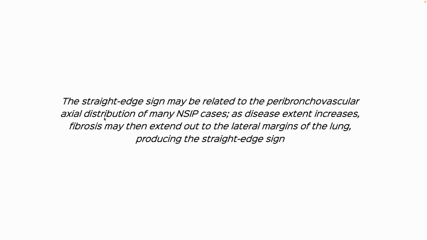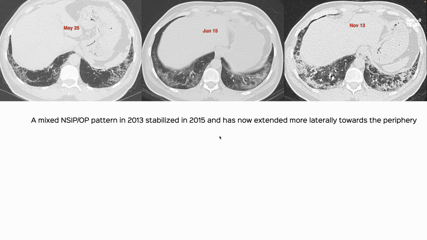Why does the straight edge occur? This is taken verbatim from the authors. It is possible that because of the peribronchovascular axial distribution in NSIP cases, as the disease extent increases, it may extend to the lateral margins and produce the straight edge.